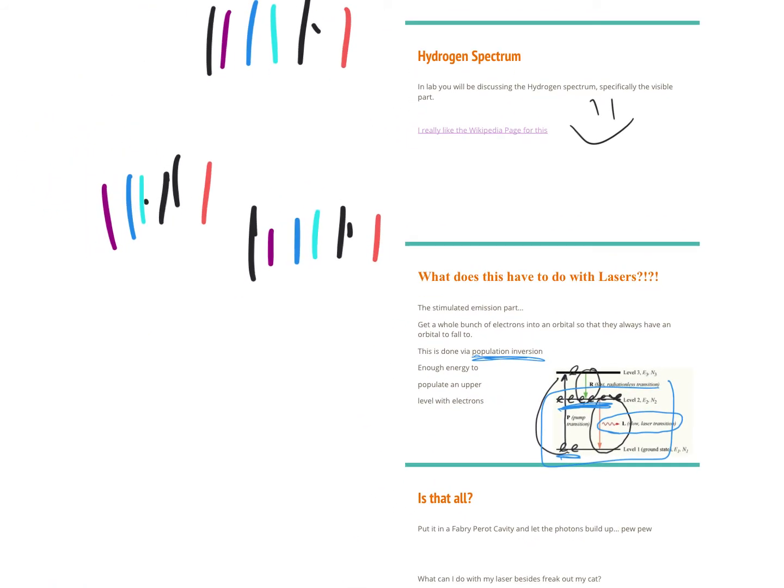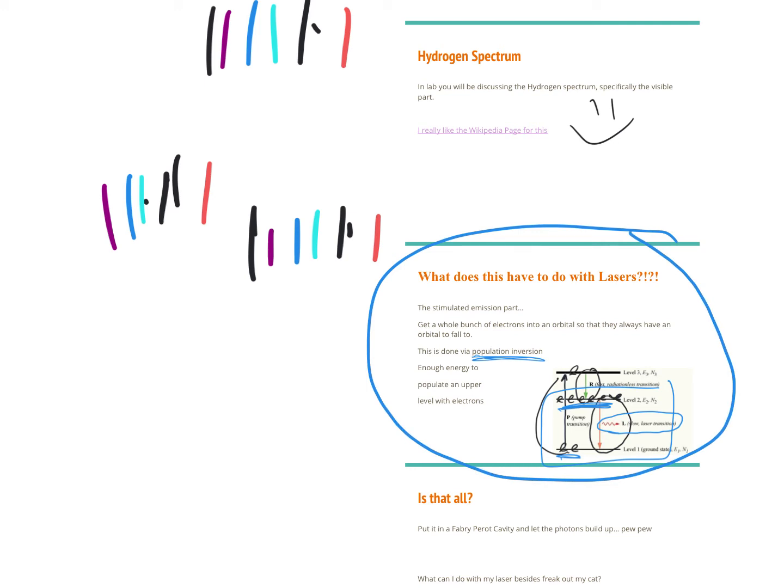Okay. So far we've got one very specific color of light coming out, and that's called monochromatic. Mono for one, chromatic for color. One color coming out is a monochromatic source.